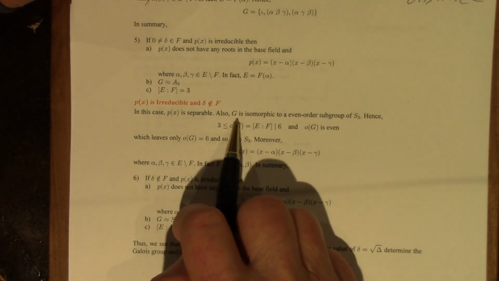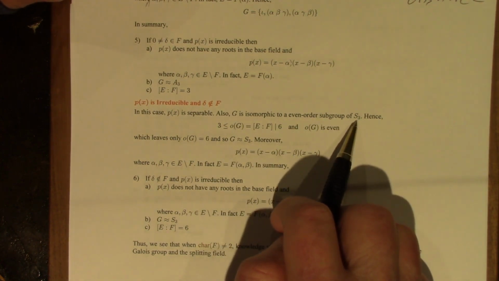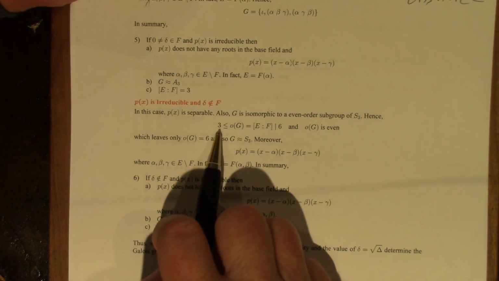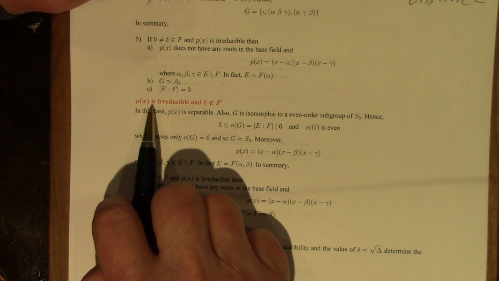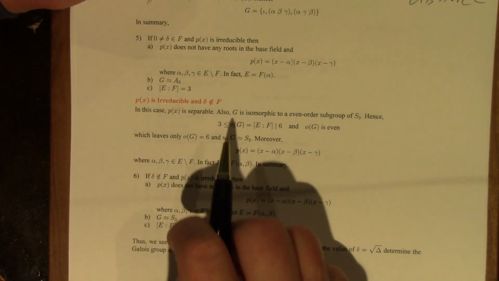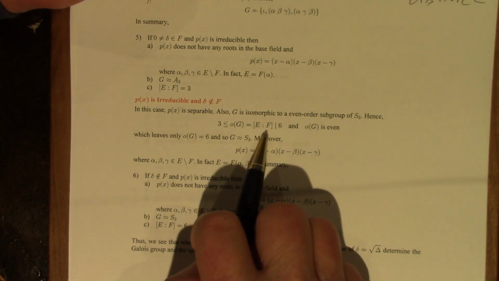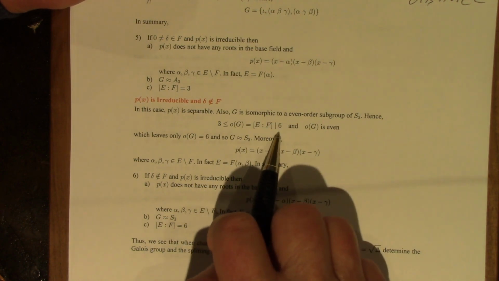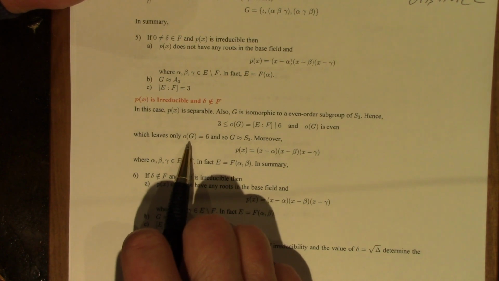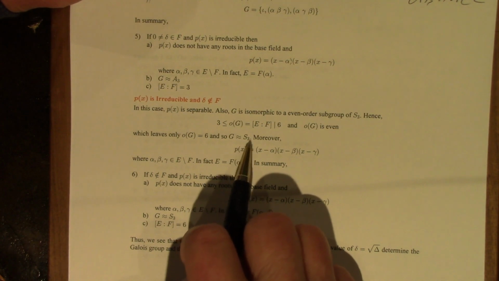Okay. G is isomorphic to an even order subgroup of S3, so the order of G is at least 3, because P of x has degree 3, and the order of G is the same as the degree of the splitting field extension, and it divides 6, but the order of G is even. That only leaves order of G equals 6. So G is isomorphic to S3.